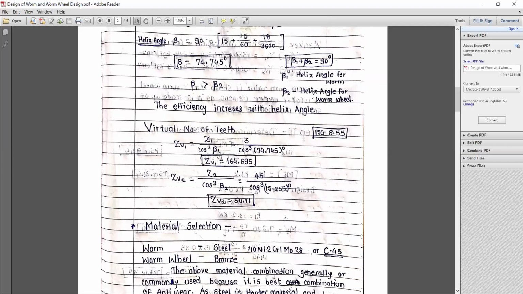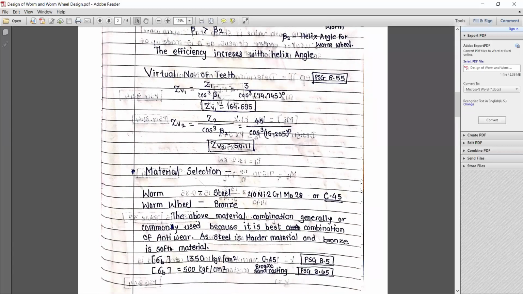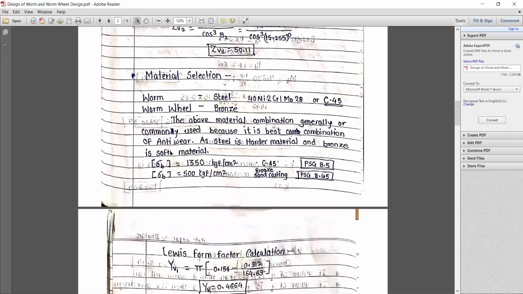Now next we need to find out the virtual number of teeth. Referring to page number 8.55, the virtual number of teeth ZV1 is equal to Z1 divided by cos cube beta 1. Putting in values, what we get for a worm, the virtual number of teeth is 164.695, and in case of the worm wheel it is 50.11.